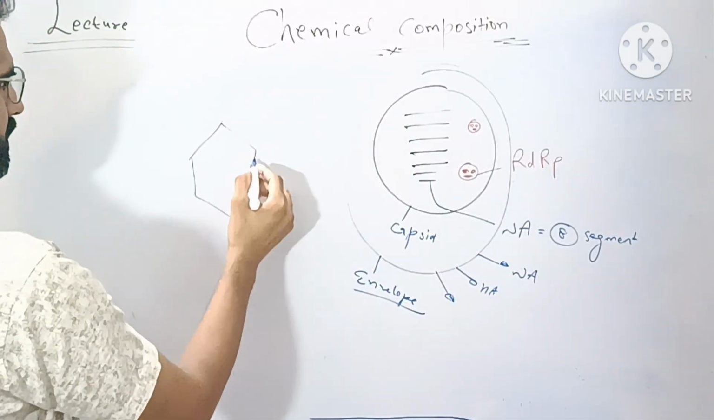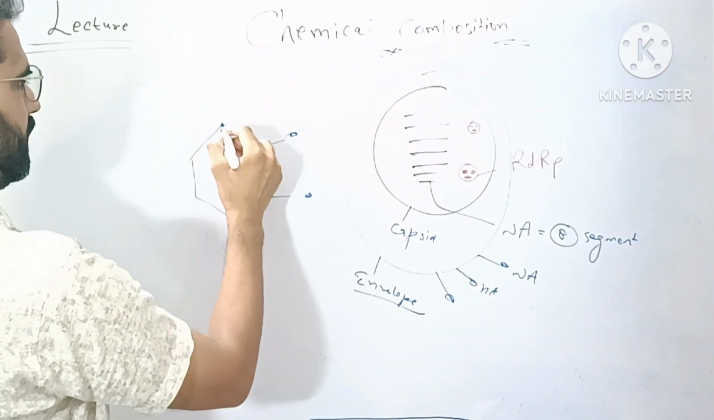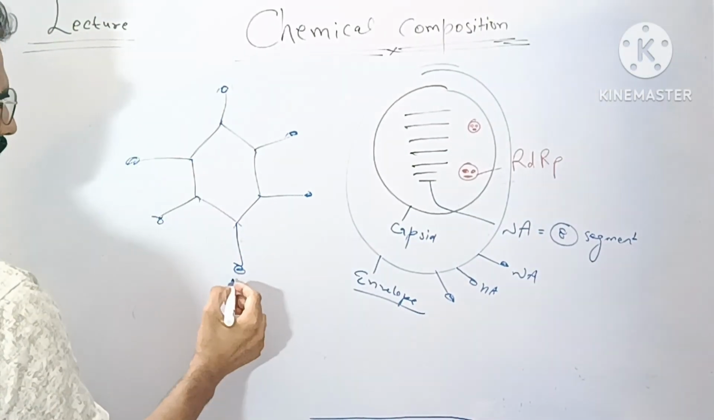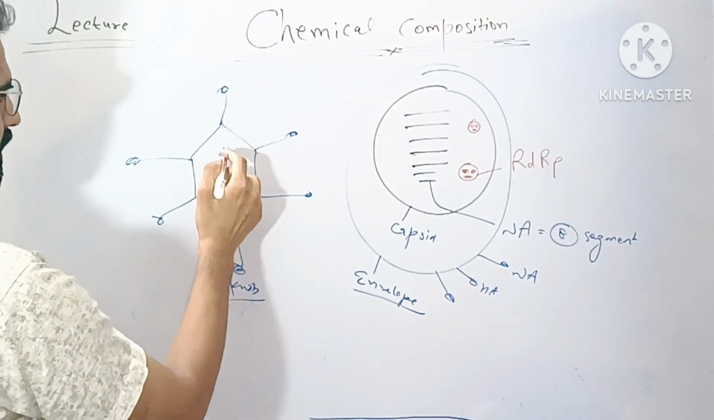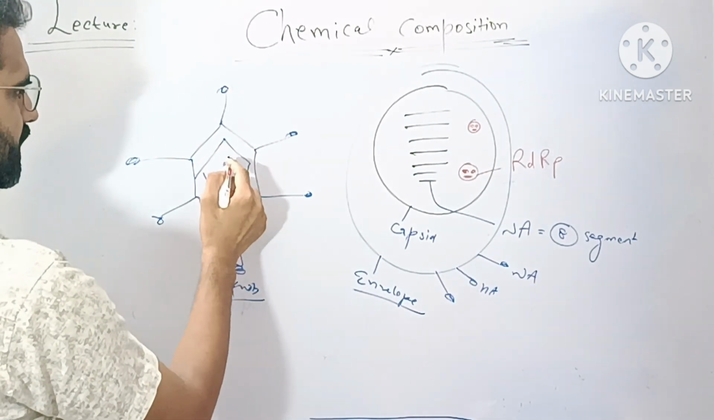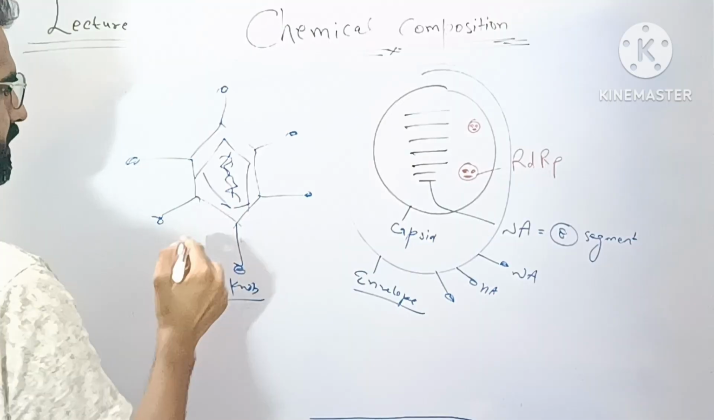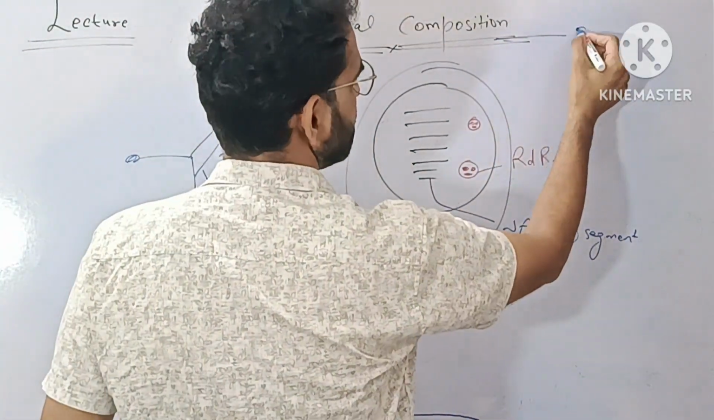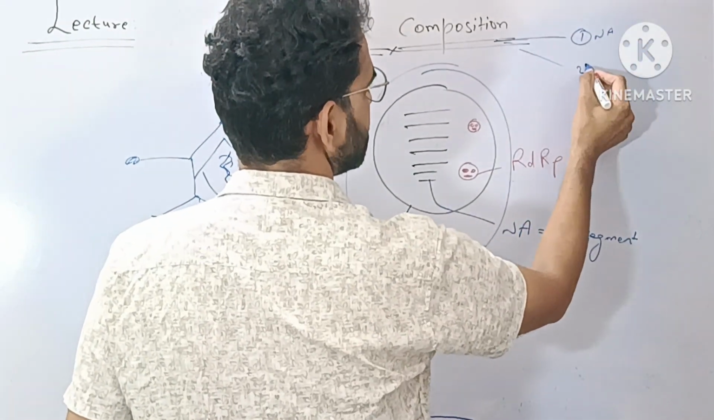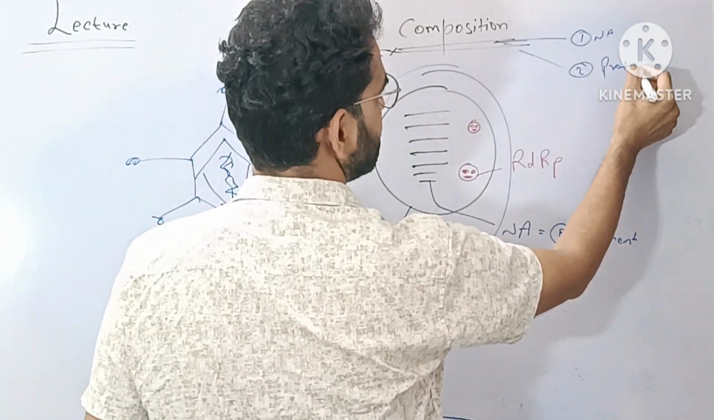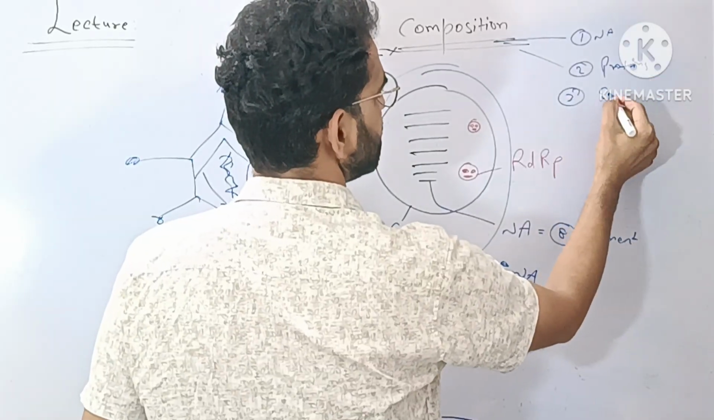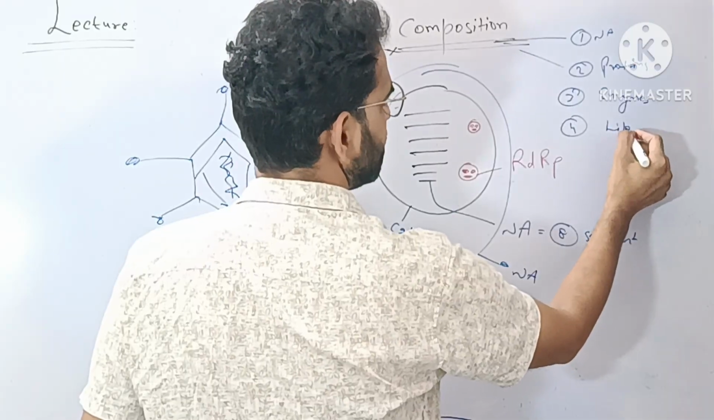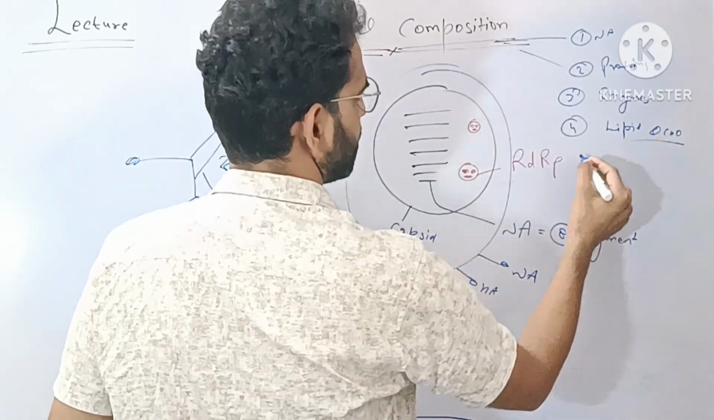Similarly, if we look at the structure of adenovirus, these are the knobs, and this is the capsid, and this is the DNA. So chemical composition: number 1, nucleic acid; number 2, protein; number 3, enzymes; number 4, lipid; and number 5, carbohydrates.